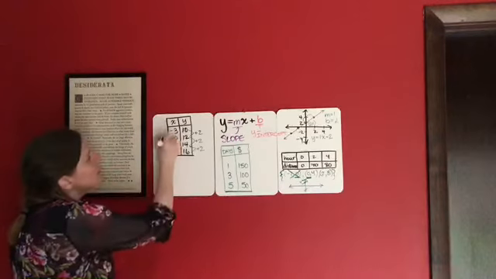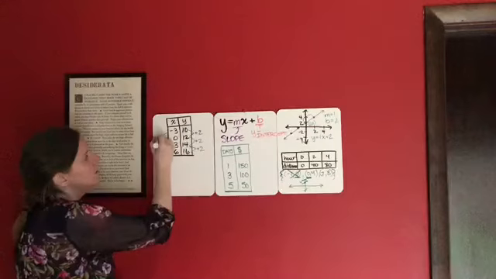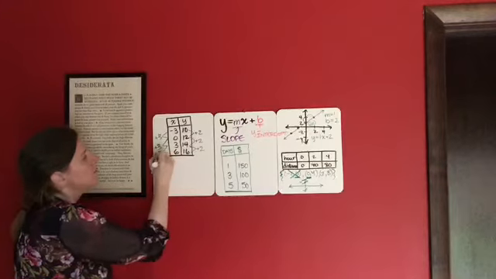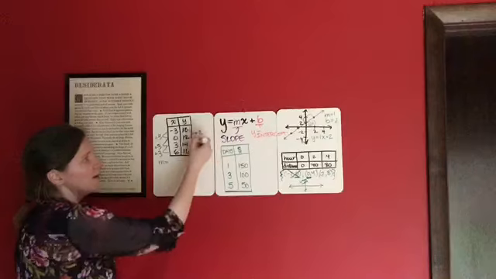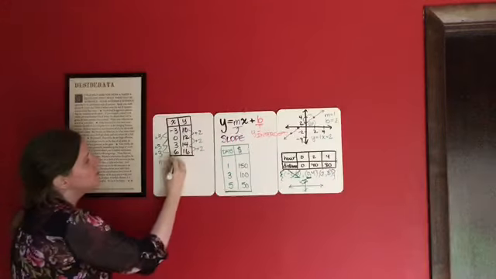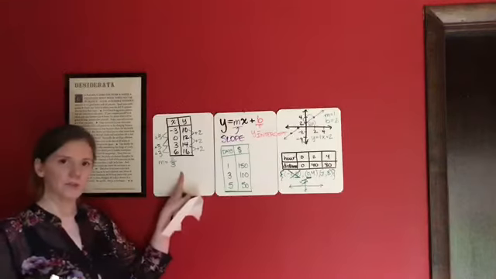And then I look at what's happening in my x's. -3 to 0 went up by 3, 0 to 3, and 3 to 6. So my slope is my rise, what's happening in my y, over my run, what's happening in my x's. So my slope is 2 over 3. So m equals 2 over 3.